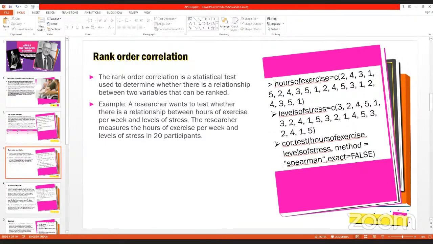अरे ये cor dot test hours of exercise comma levels of stress comma method, ये method के पहले gap है. Method comma के बाद जितना भी gap चाहिए होता है ना space का उतना ही है. ओके, यानी ऐसे नहीं है.